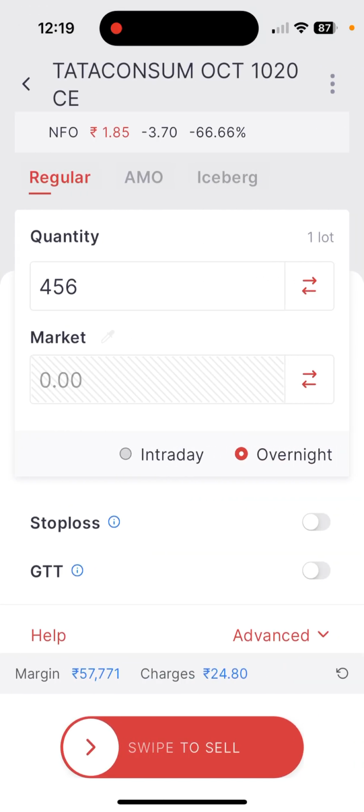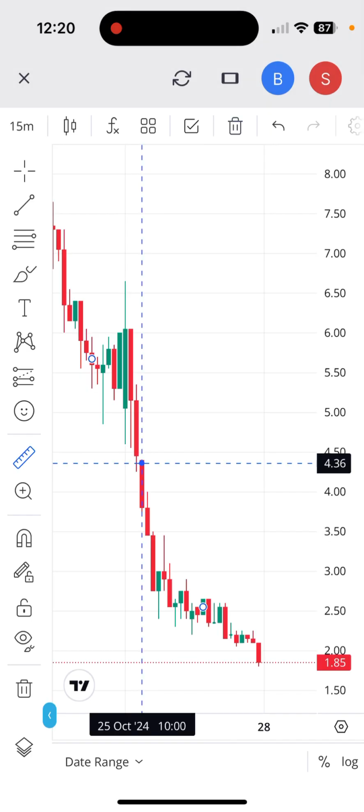And how much would you have sold it? 57,000. Oh, this is cheap. 57,000. 450 is the lot size. So you would have gotten 4 points easily, right? 3.5 points. And the lot is 450. So 4 is a 12, grossly 1,200 rupees, right? And you could have waited the whole day, right?